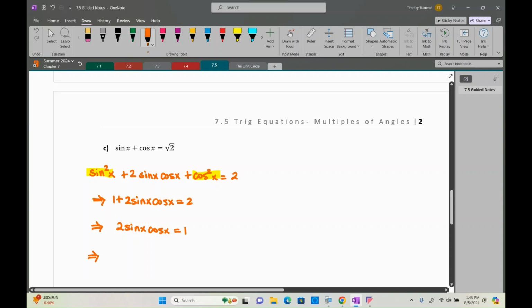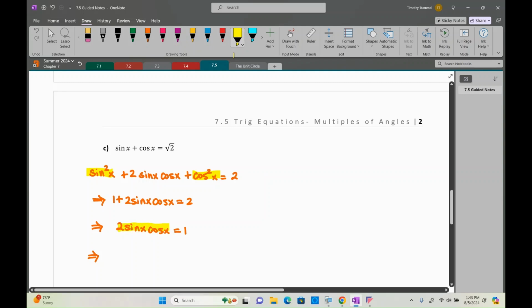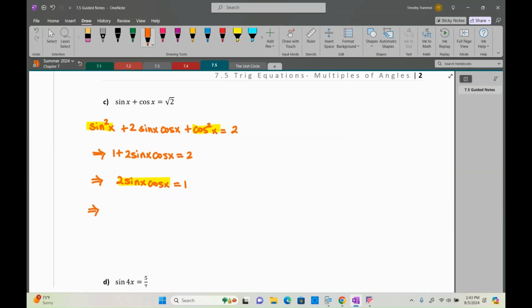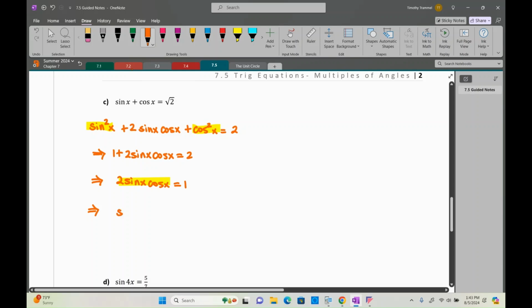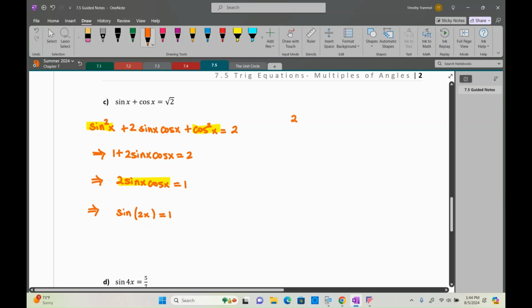And then we could divide each side by 2. Or actually, rather than dividing both sides by 2, this is another trig identity that we have here. This is one of the double angle formulas for sine. So this is equal to sine of 2x is equal to 1. So we just need to figure out where on the unit circle sine is equal to 1, and that is only at pi over 2, and anything coterminal with pi over 2.